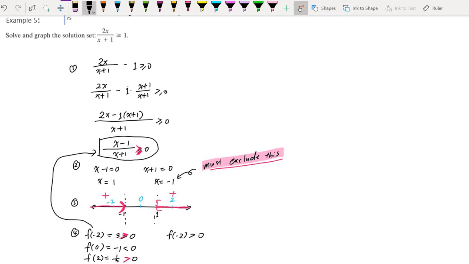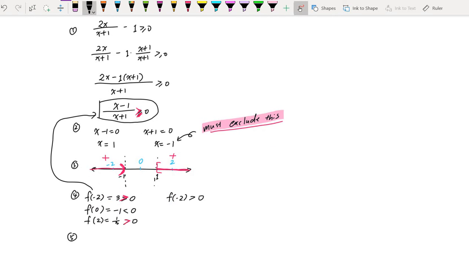Okay, so I'm going to write my solution. Remember, this is negative infinity this side, and this is positive infinity. So I'm going to write down negative infinity to -1 with a parenthesis, and we have a bracket from 1 to positive infinity. So that is your final solution for this question. Okay, all right, let's move on to the next one.